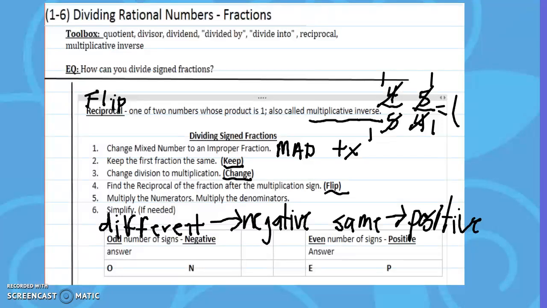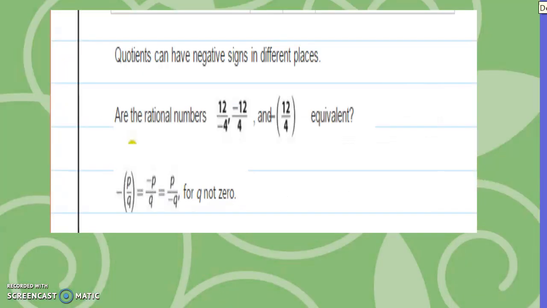All right, so let's go into some examples. Quotients can have different signs in different places. So are the rational numbers equivalent? Well, if I did 12 divided by -4, they're different, so I would get -3. If I did -12 divided by +4, they're different, I would get -3. And then if I did 12 divided by 4, I get 3, and then I have a negative outside the parentheses. Yes, they are all equivalent.